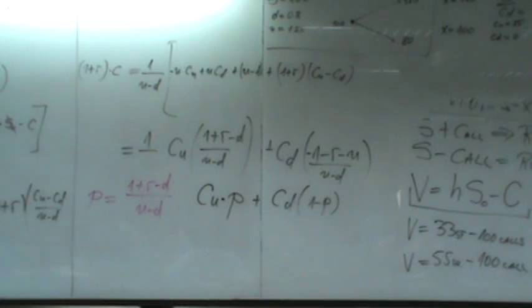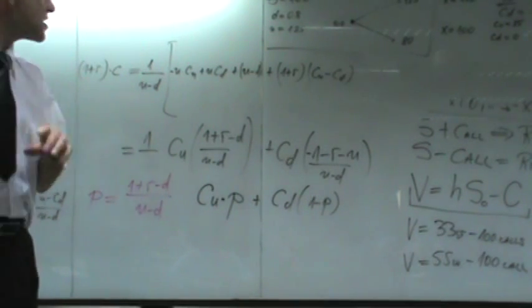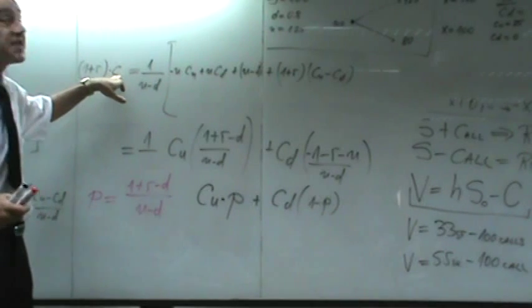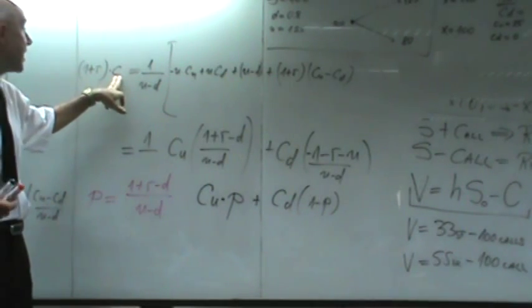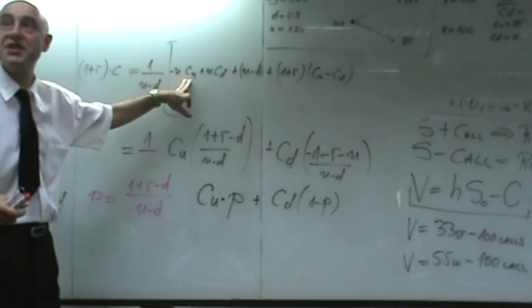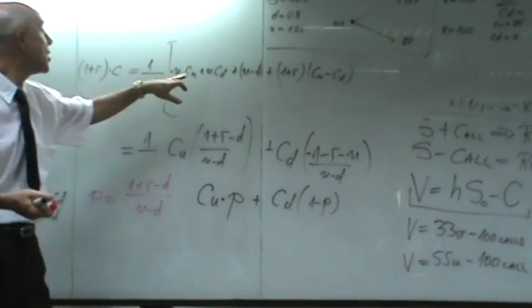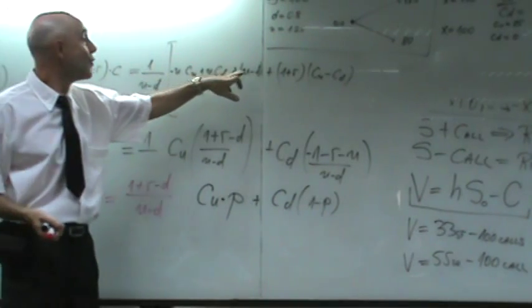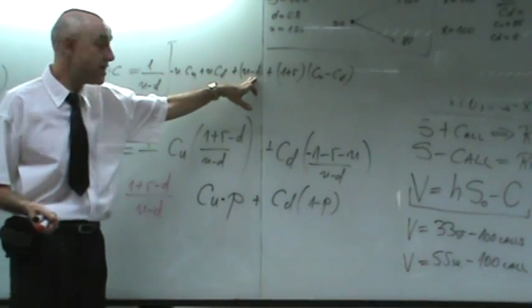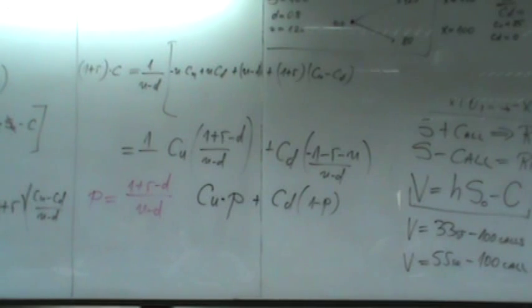So what we did was the following. We just take the C on the one side, okay? We took all the CU and all the CD on the other side. We know what's U, we know what's D, okay? So I take the C on the one side, I take the CU and the CD on the other side.